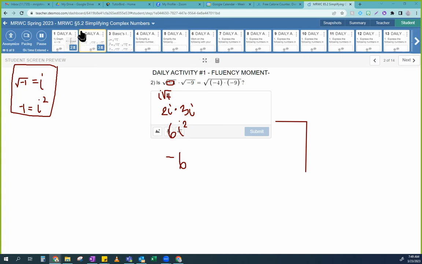Okay, so we're in 5.2, and the first slide is review, so I'm going to skip to the second slide. So what's going to happen here is they're asking, is the square root of -4 times the square root of -9 equal to the square root of -4 times -9? They're basically asking you, does it matter if I square root before I multiply?